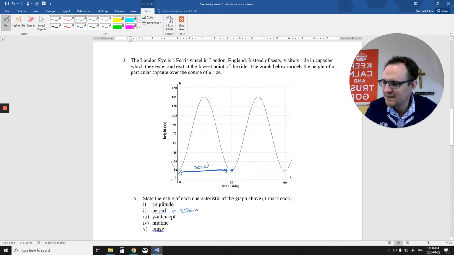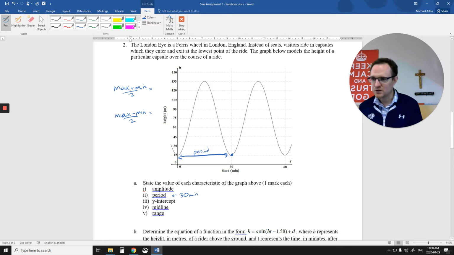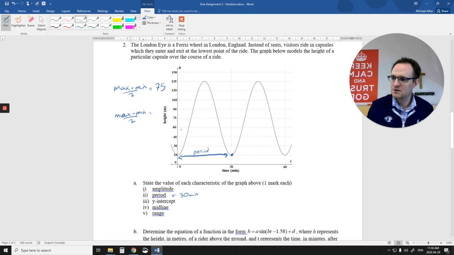Amplitude is from the midline to one of the max or the min. So you've got to find out where the midline is, or you can just use the math for this one, right? So you've got two equations for this. You've got max plus min divided by 2, and then you've got max minus min divided by 2. Even sometimes for me, it's a little bit tricky to figure out which is which, so sometimes it's just easier to just type them in. So my max 135 plus my min is 15 divided by 2, and I get 75 for this first one. So that makes sense that that would be where the midline is. So this one was midline.